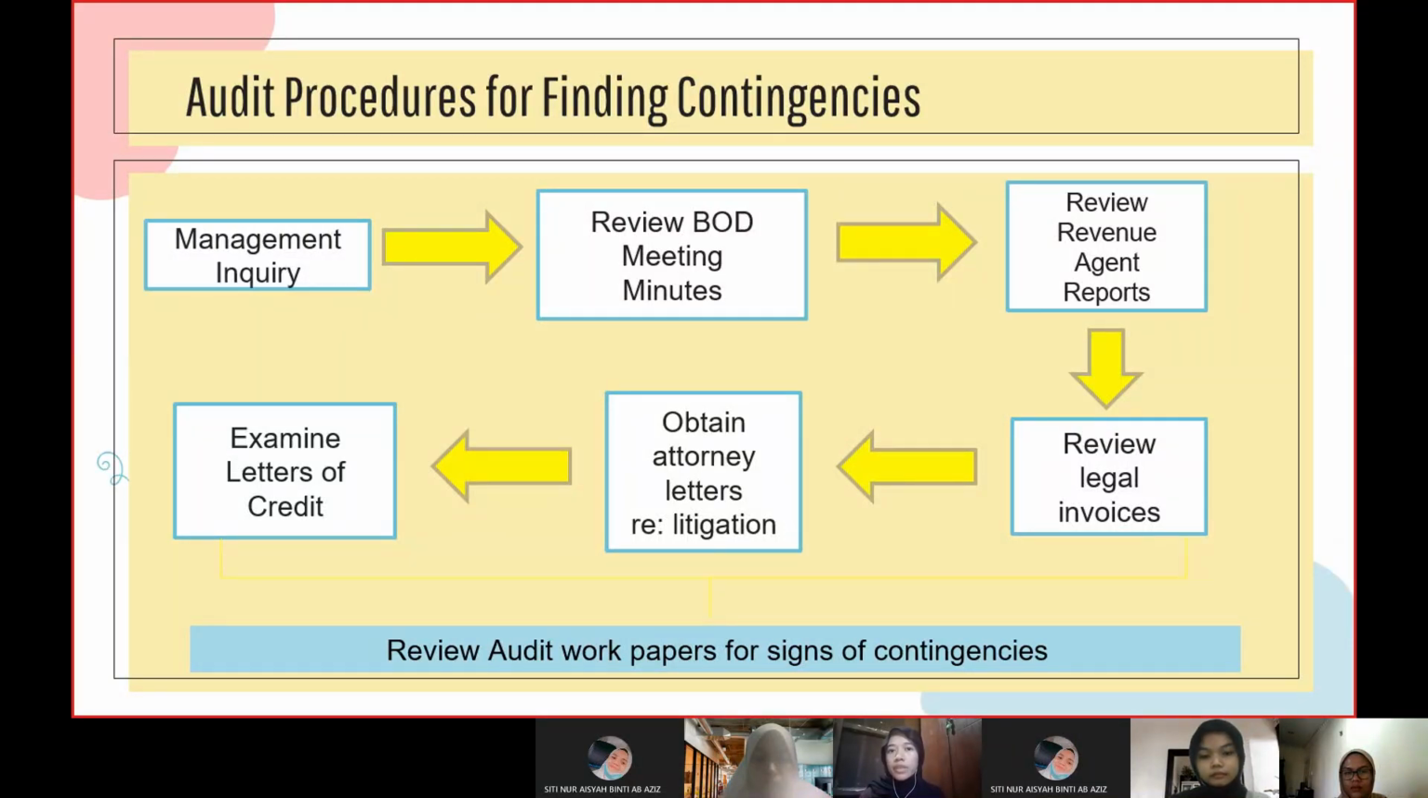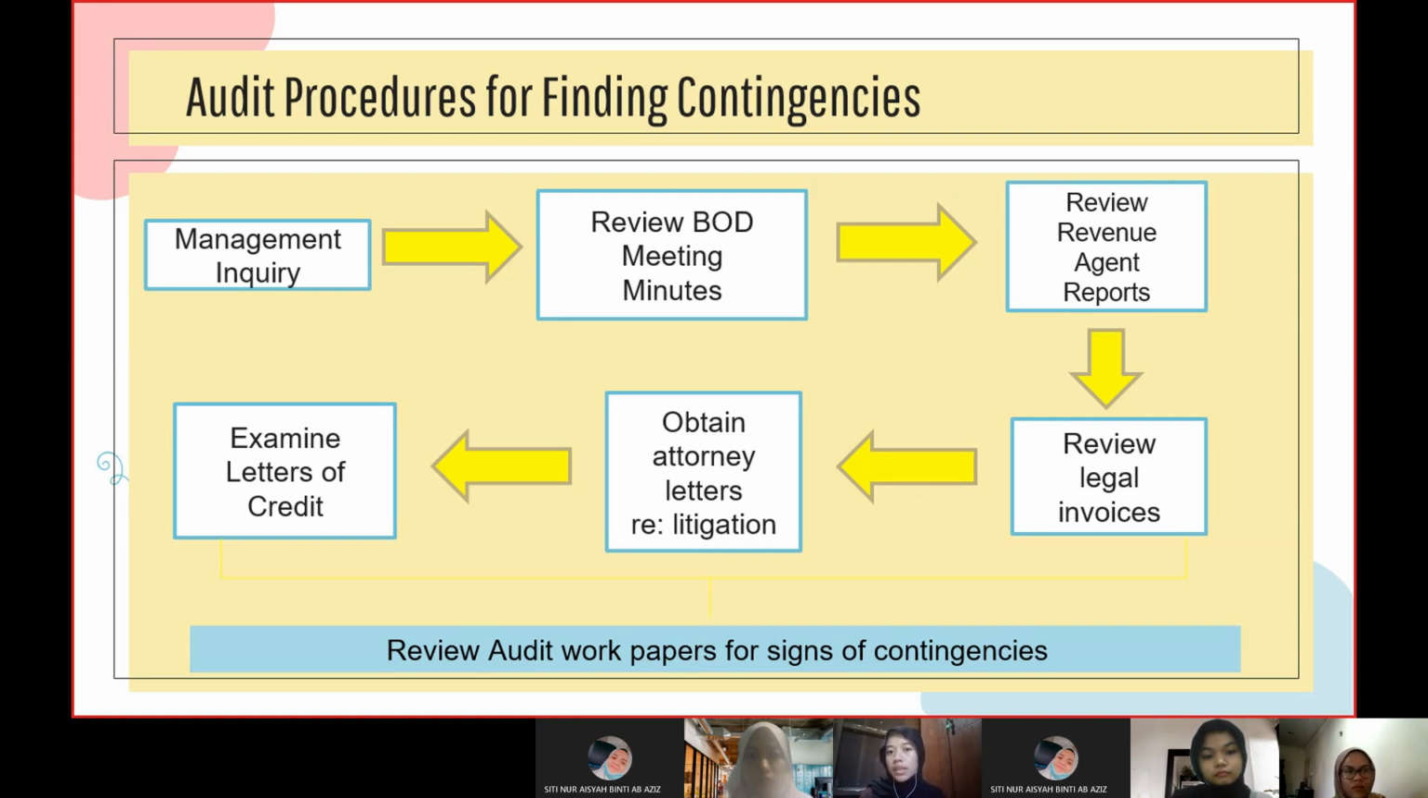After that we will see reviewing legal invoices. In this step, we analyze legal expenses for the period under audit and review invoices and statements from legal counsel for indications of contingencies, so we go to the invoices and check them. After that, obtain attorney letters, which is to obtain letters from the major attorneys performing legal services for the client on the status of pending litigation or other contingent liabilities.